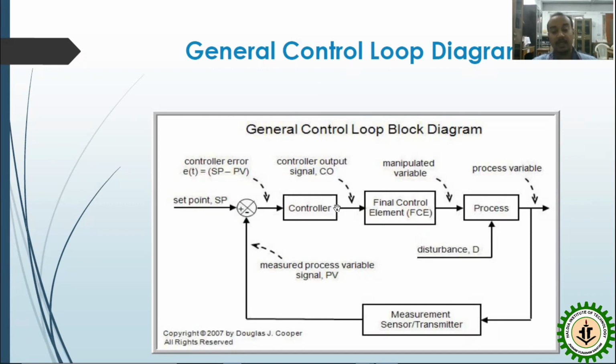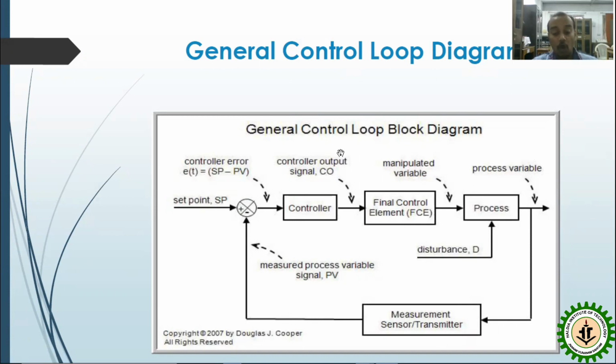The controller output is then given to the final control element. This final control element takes the responsibility to implement the changes required to get the desired set point in the process parameters. In this particular feedback control loop, the controller, final control element, process, and measuring instrument or transmitter are all provided in the diagram by a block.